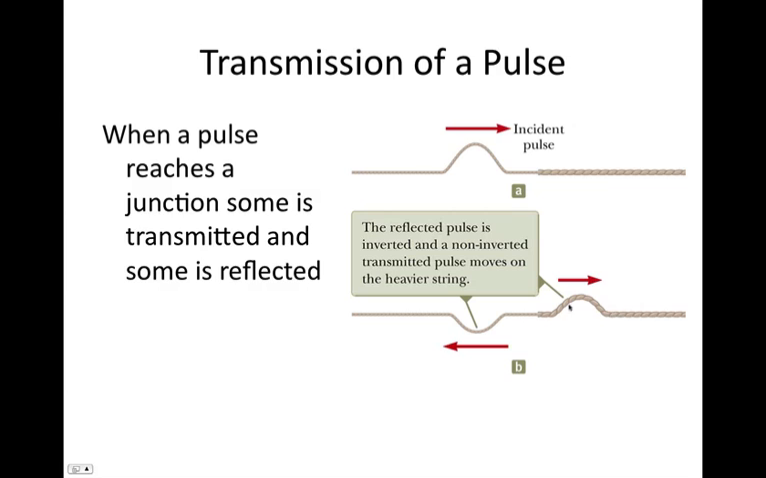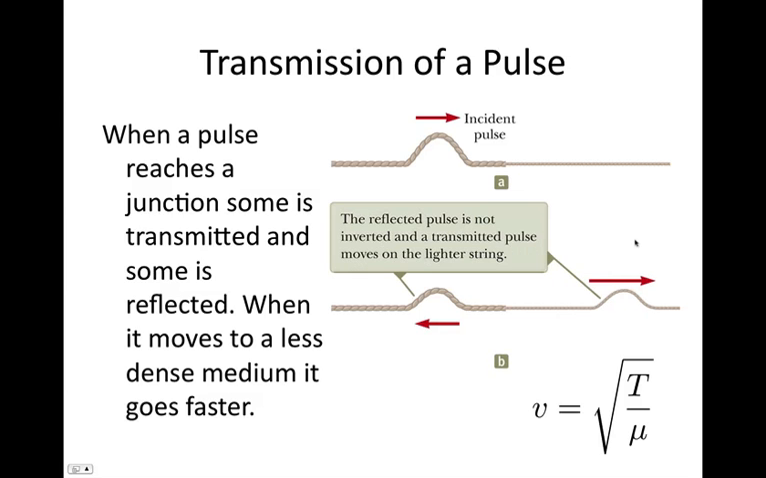high density medium. When the incident pulse travels from a more dense medium to a less dense medium, it's like being reflected from a loose end, and so it doesn't undergo that phase change, it isn't flipped over, and here it continues to travel along the string. When it moves to a less dense medium, it ends up going faster as mu is smaller.